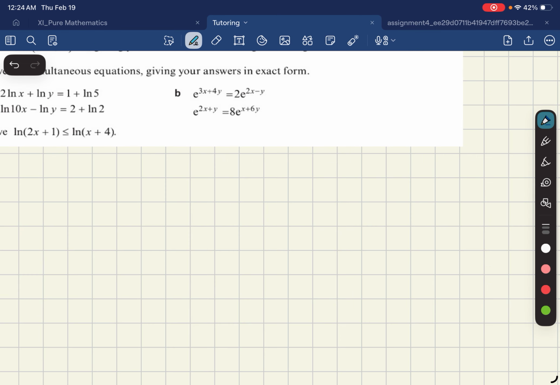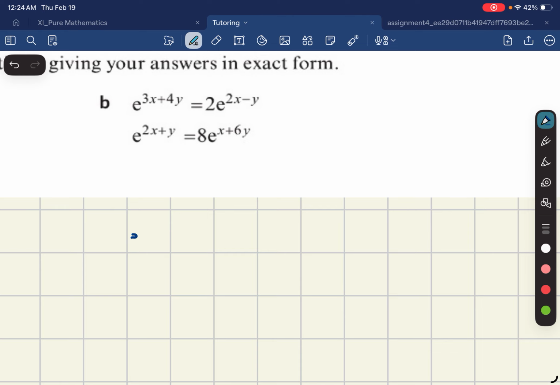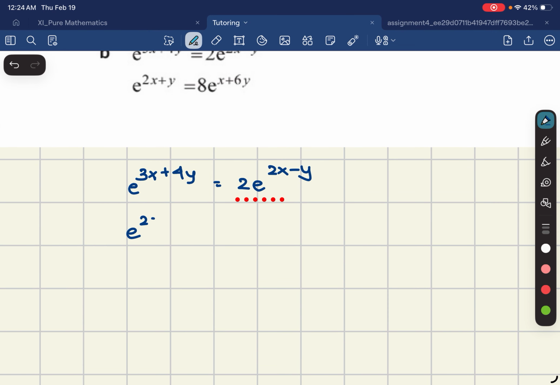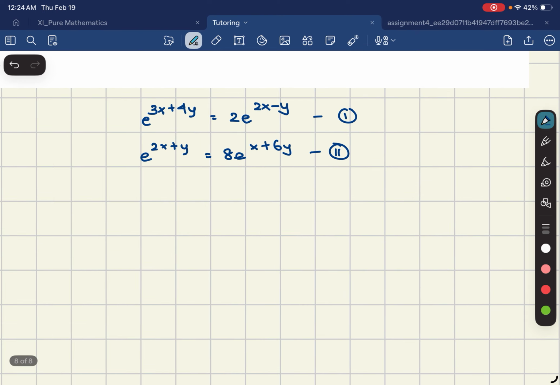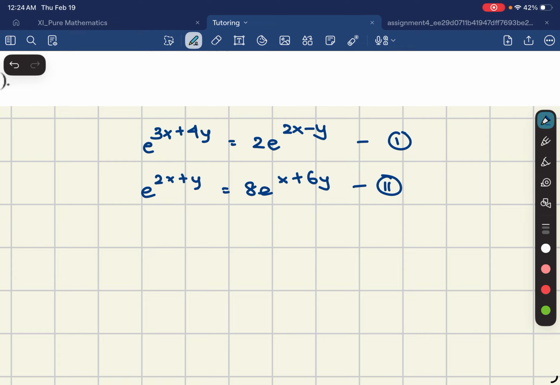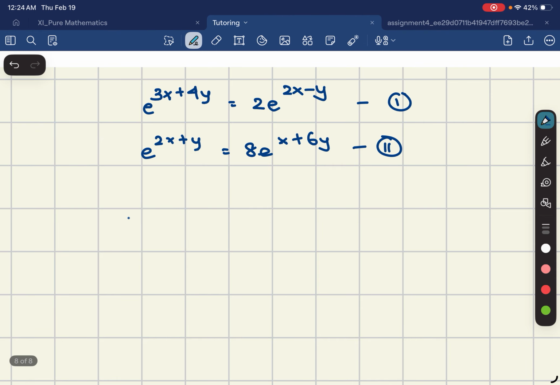And let's look at 13b. I have e to the power 3x plus 4y equal to 2e to the power 2x minus y, and I have e to the power 2x plus y equal to 8e to the power x plus 6y. So this is equation 1, and this is equation 2. I think one way to approach this would be to write all your x's on one side and y's on one side. So let's use equation 1.